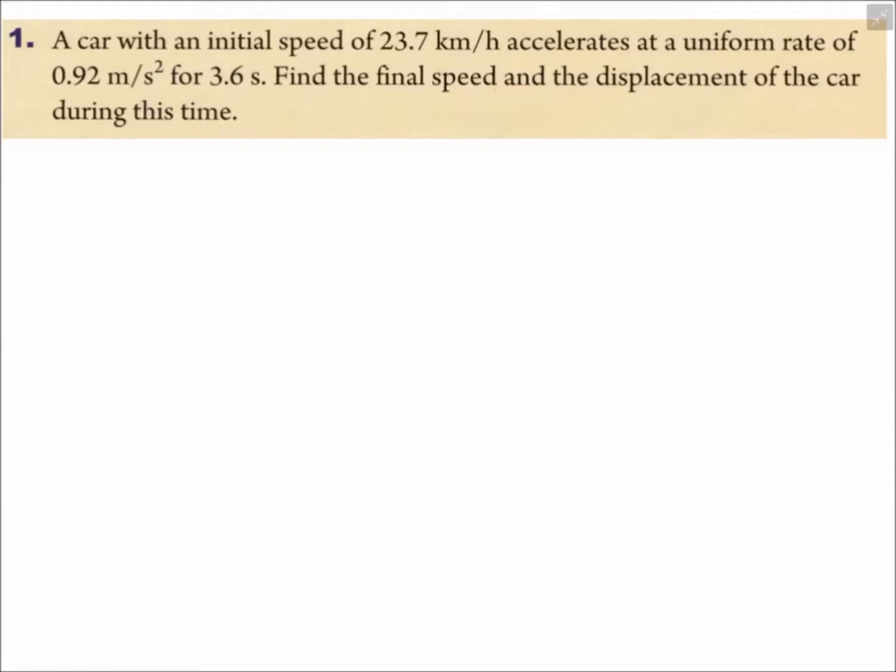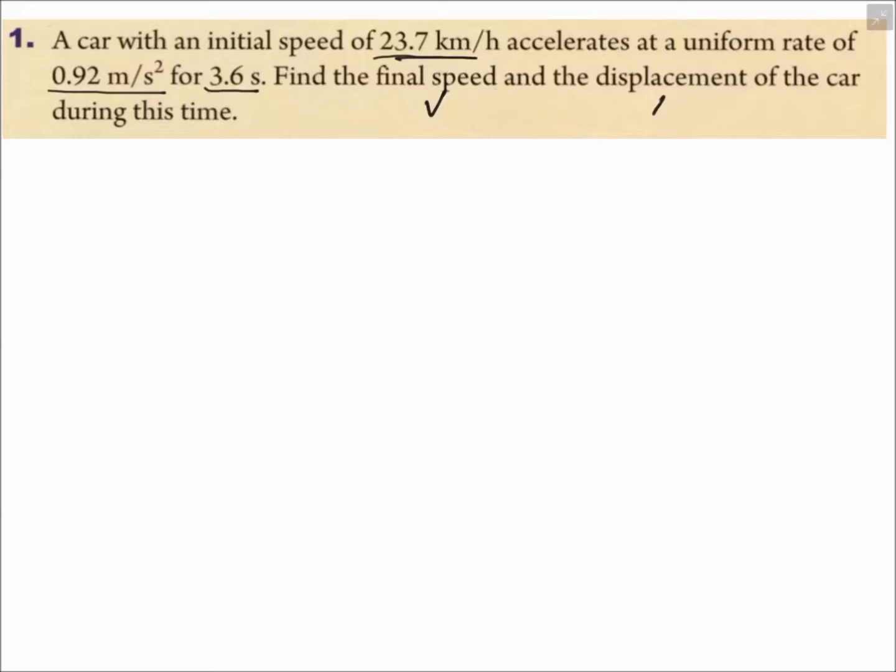In this question it says a car with an initial speed of 23.7 km per hour accelerates at a uniform rate of 0.92 meters per second squared for 3.6 seconds. Find the speed and the displacement for the car. So it's asking what is the speed and what is the displacement. That means what is the v and what is the x.